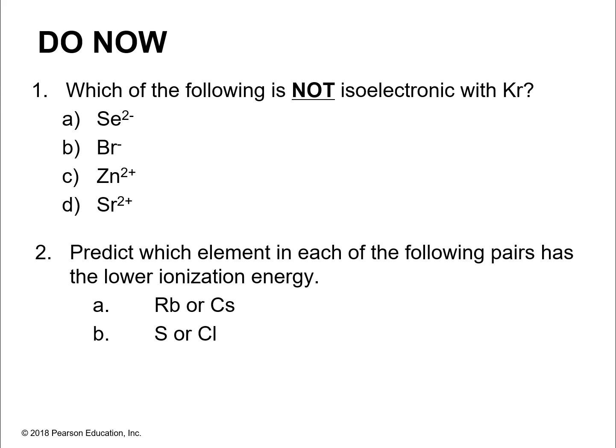We're going to start with the do now. These are a couple of questions from chapter 5. We're going to start with number 2. If you haven't had a chance to get it done yet, that's fine. Make sure that you go back and try to do it. If you have gotten number 2 done, put in your answers for A and B. Which element in each of these pairs has the lower ionization energy?